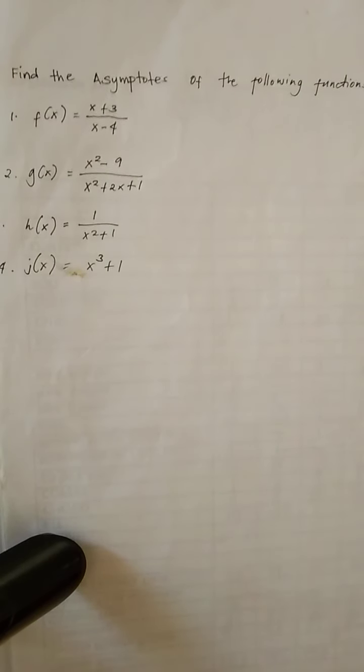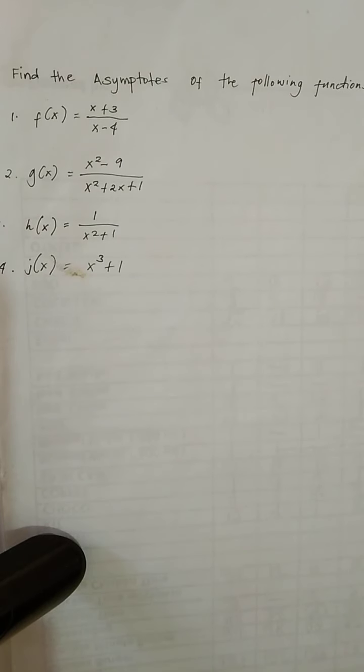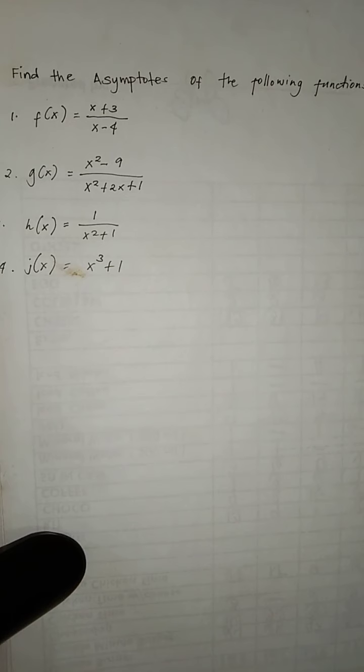Welcome again. Today's activity is to find the asymptotes of the following functions. F of x equals x plus 3 all over x minus 4. G of x equals x squared minus 9 all over x squared plus 2x plus 1. Number 3, h of x equals 1 over x squared plus 1. And j of x equals x cubed plus 1.